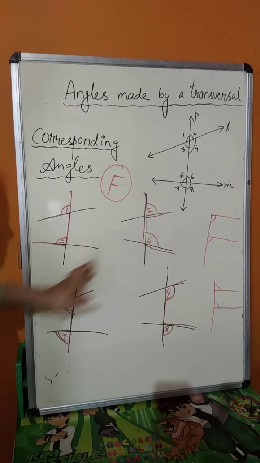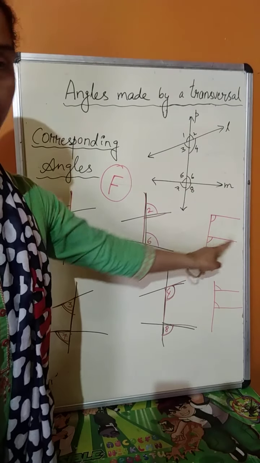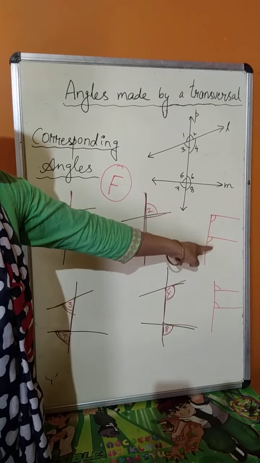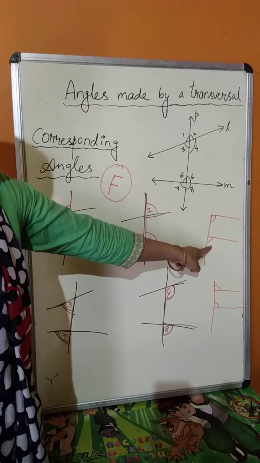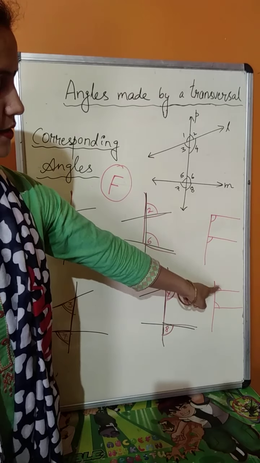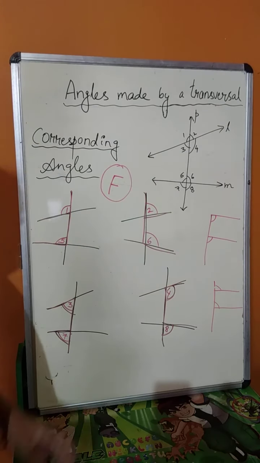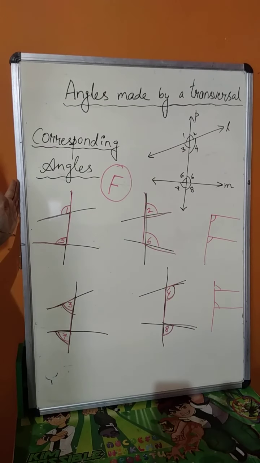As you can see in these figures, like this is F. So this angle and this angle will be corresponding angles. Similarly, if we have an F like this, then this and this will be the corresponding angles. So I hope corresponding angle is clear to everyone.